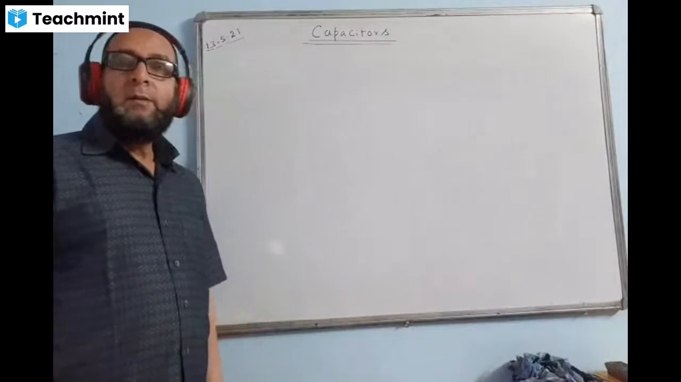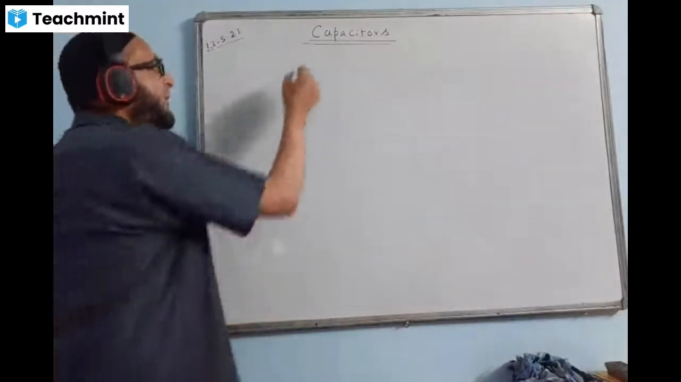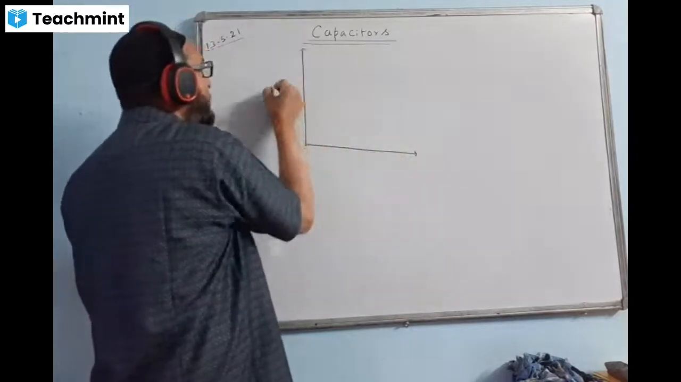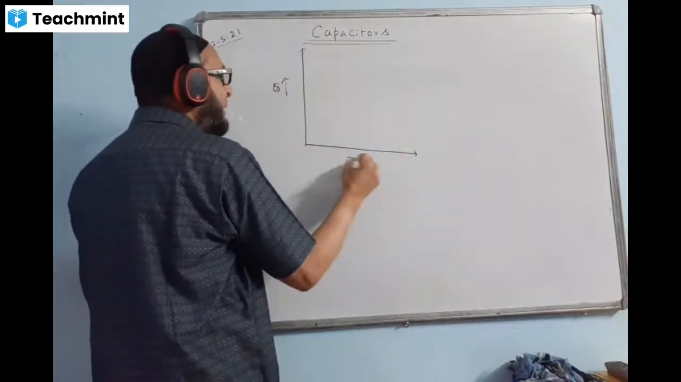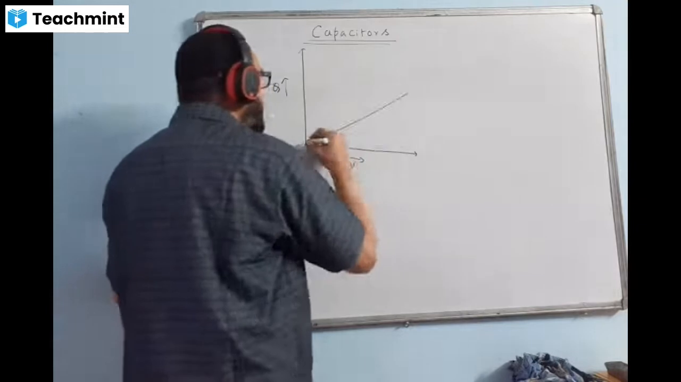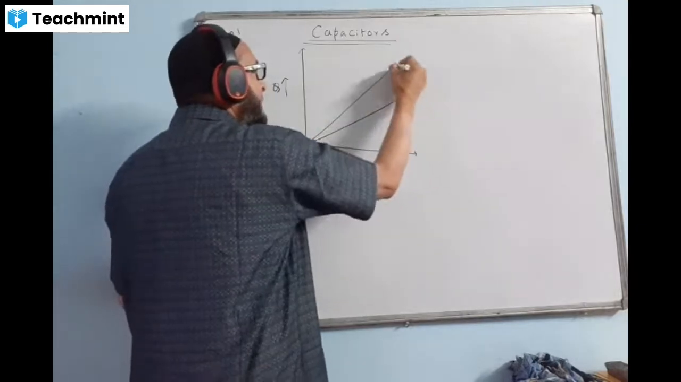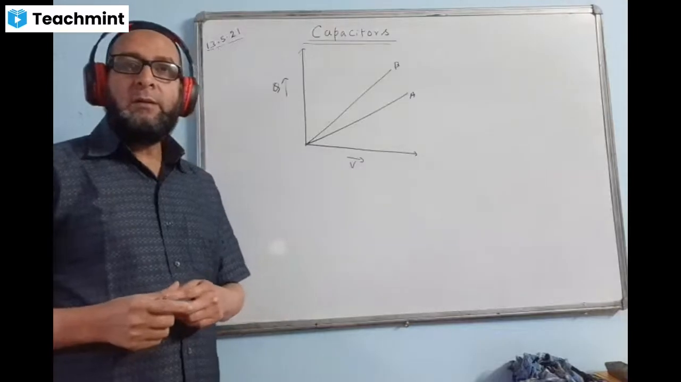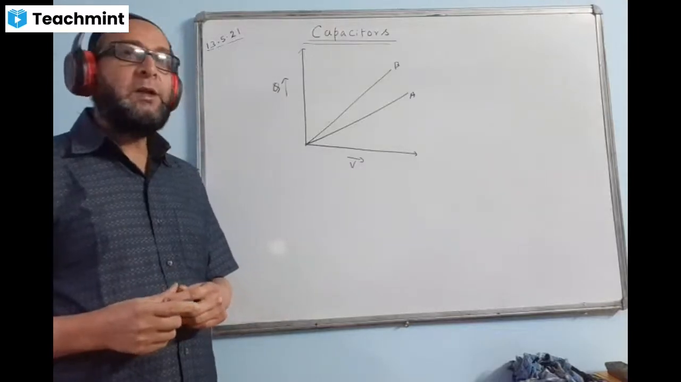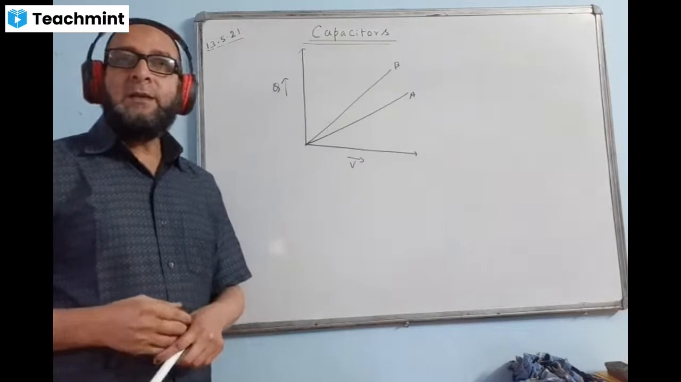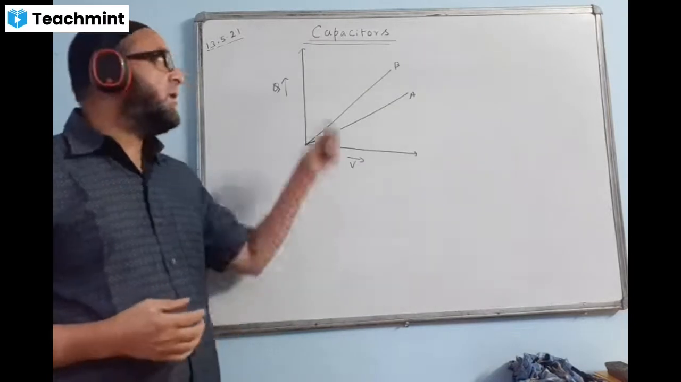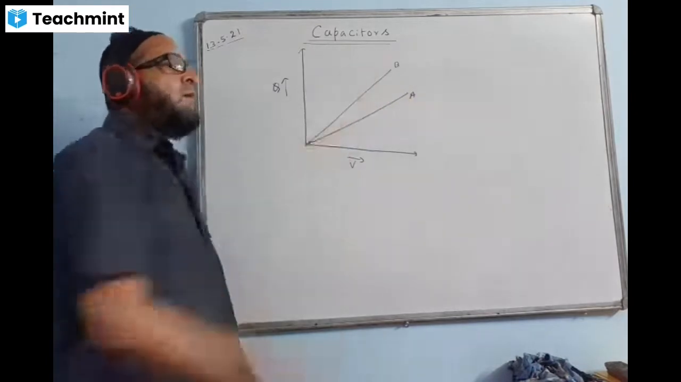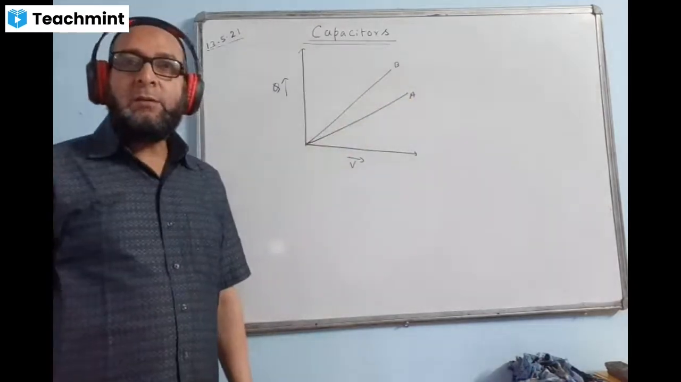Now, sometimes they may give a graph like this. They may show Q here, and they may write V here, and they give 2 lines like this. One is A, one is B. They are asking which of the combinations, A and B, represents series combination and which one represents parallel. How to identify them?